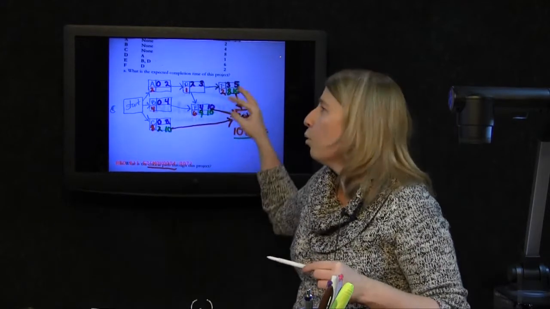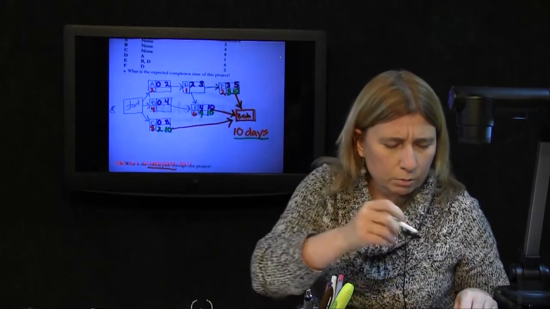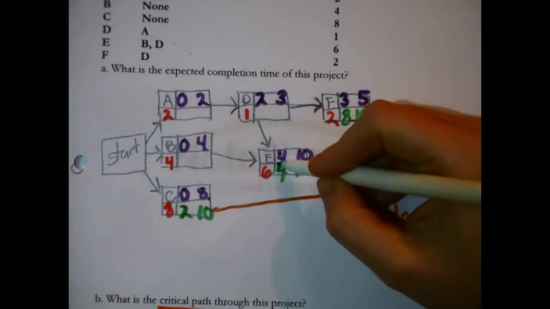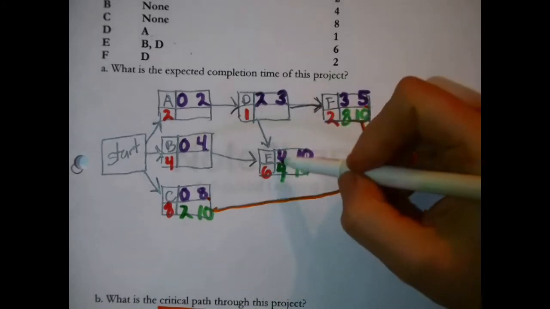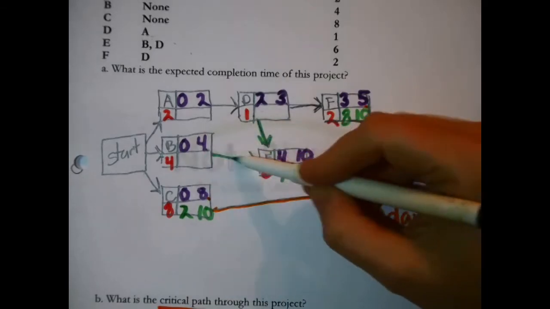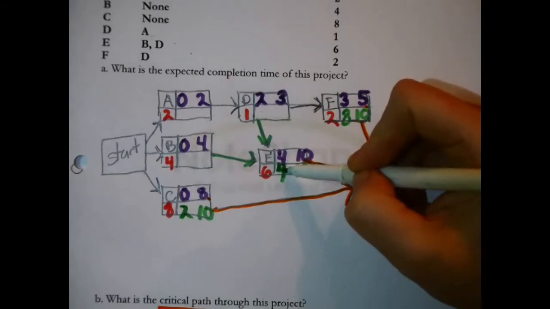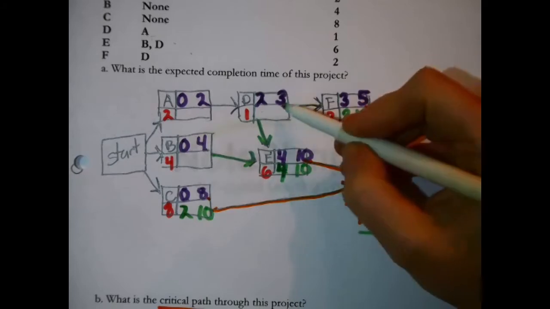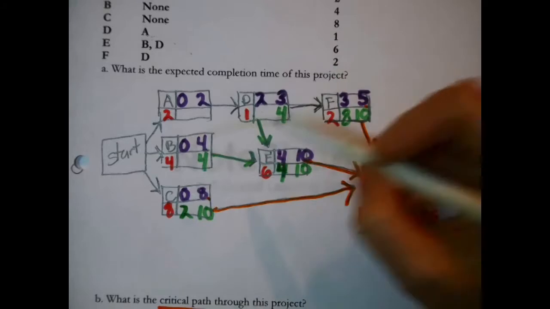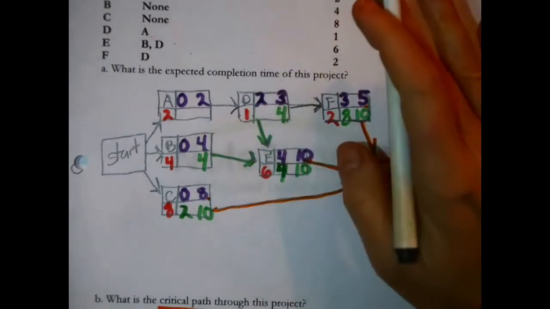What do we do now? We work our way back through the project. I am looking at, for instance, E here. I'm looking at the fact that E can't start until B and D finish. I'm just reading the arrows. E we now know has to start in 4 days at the latest. That automatically becomes the deadline for D and B. They'll have to finish at the latest by that number, otherwise they'll cause a delay.